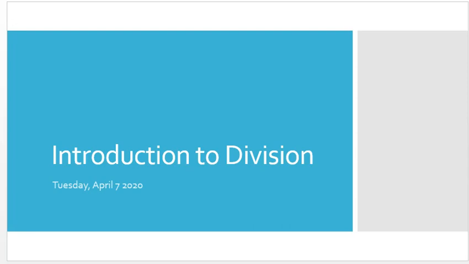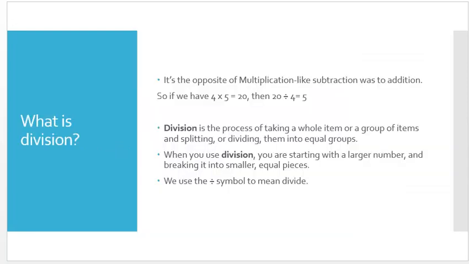And this is why. So what is division? Well, it's the opposite of multiplication, kind of like how subtraction was with addition. So if we have 4 times 5 equals 20, then if we do it backwards, 20 divided by 4 will equal 5. 20 divided by 5 will equal 4. So we have fact families in multiplication and division.